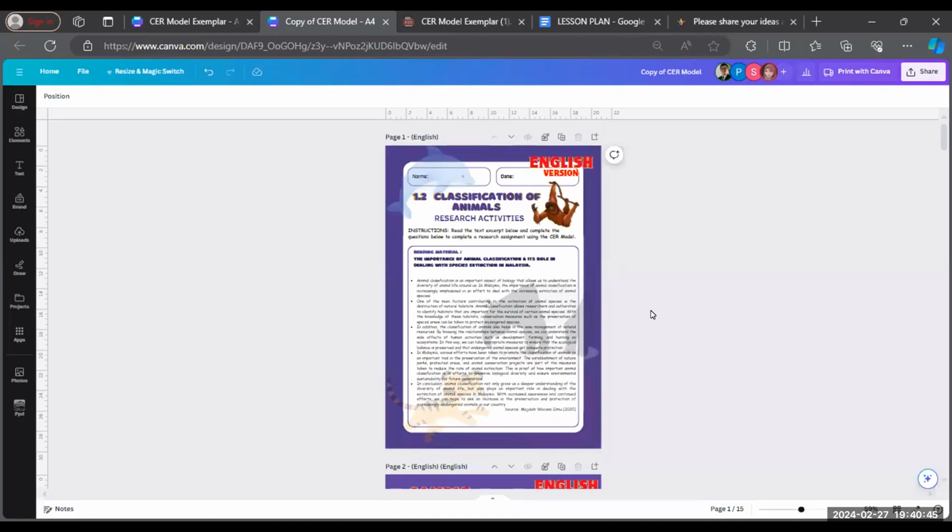As I mentioned earlier from the objective, first we learn about the dichotomous key, and we have to classify animals based on their common characteristics. And yes, congratulations to all of you. You did it very well. Now we are going to the second objective, where you have to justify the importance of the classification of organisms using the CER model correctly.